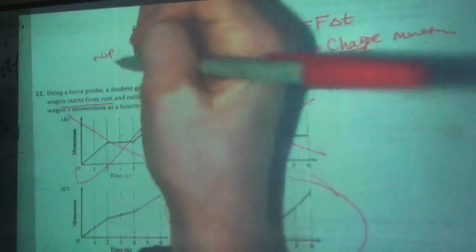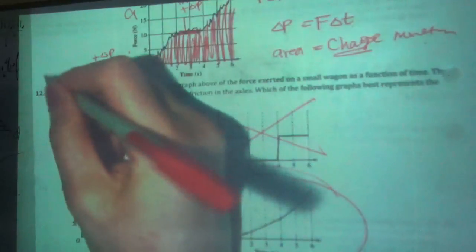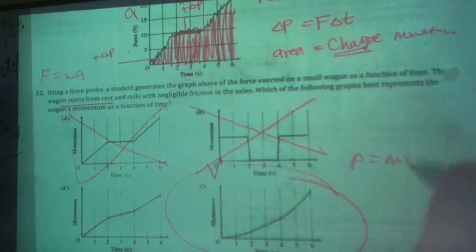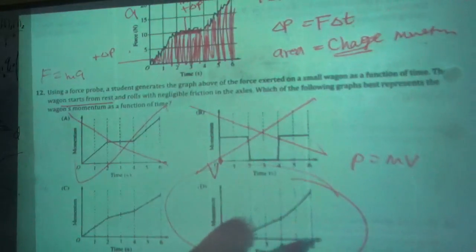You can kind of think about the force as an acceleration graph and the momentum as a velocity graph, because force is just mass times acceleration and momentum is just mass times velocity. So if I have a constant acceleration right here, I'm increasing my velocity in that.